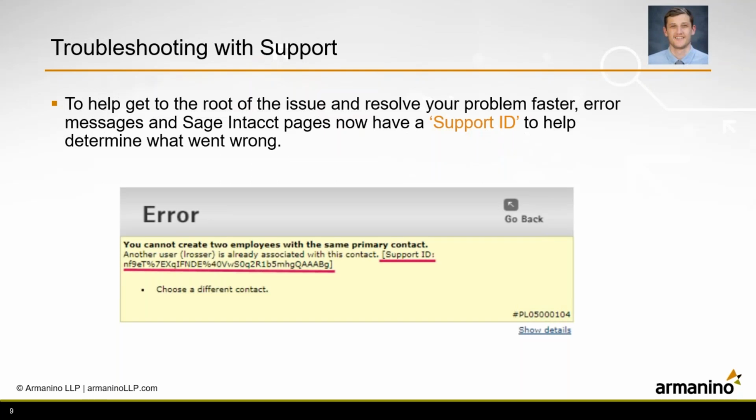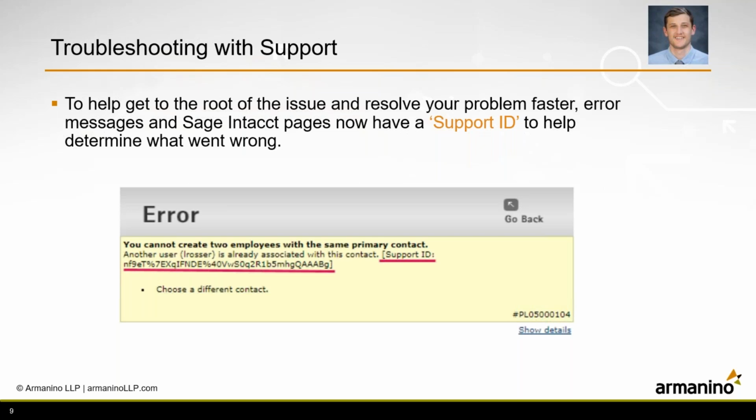Perfect. So the first major change here is called troubleshooting with support. When reaching out for support, you're sometimes going to be asked to provide additional information on your problem. Usually, if you're contacting either through Armanino or going directly through the Intacct community, it's always a great idea to go ahead and paste this error message. And the new functionality here is that there's going to be what's called the support ID.